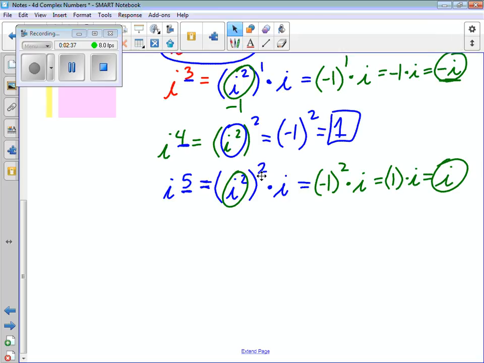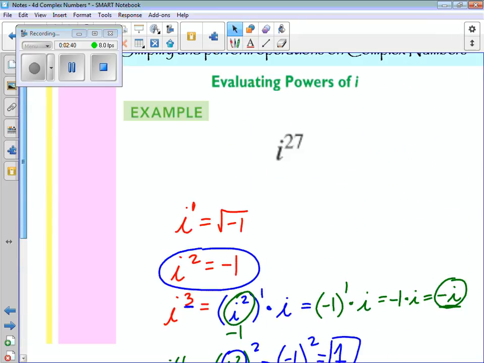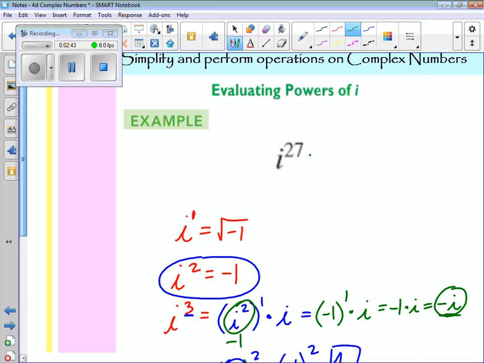Let's go back up to the beginning. i to the 27th. How many i squareds can I divide out of i to the 27th? That is 13. 2 times 13 is 26. There are 27 i's here, so we need one more i. So times i. That makes up 27. We have 26, and this will be the 27th. We can simplify the i squared to -1. -1 to the 13th is -1. -1 times i is -i.